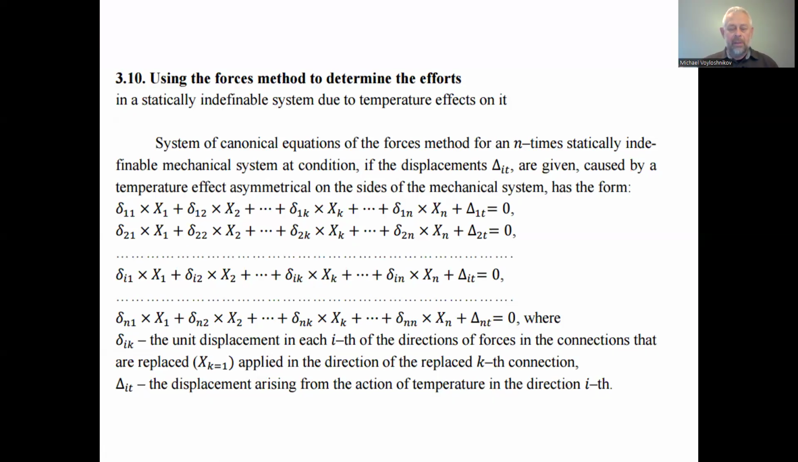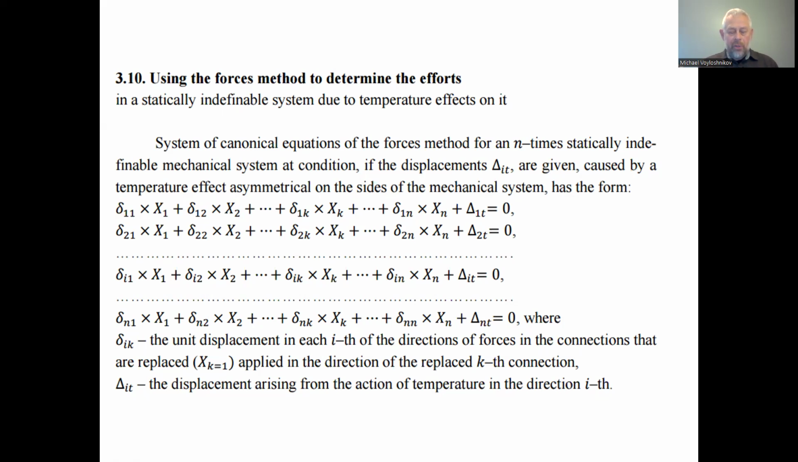If we have to find the support reactions in a statically indeterminate system, we can use the canonical equations of the force method, for example, as indicated on the slide. This is a system of n canonical equations with n unknown variables. Each of the equations corresponds to the deformation compatibility rule when we decompose the statically indeterminate system.